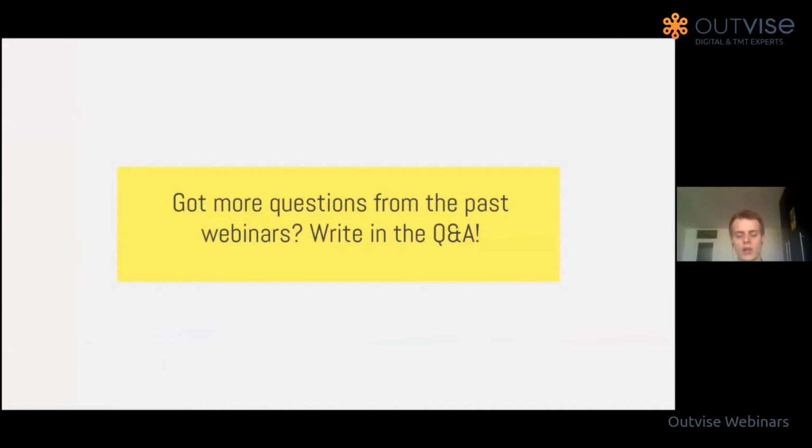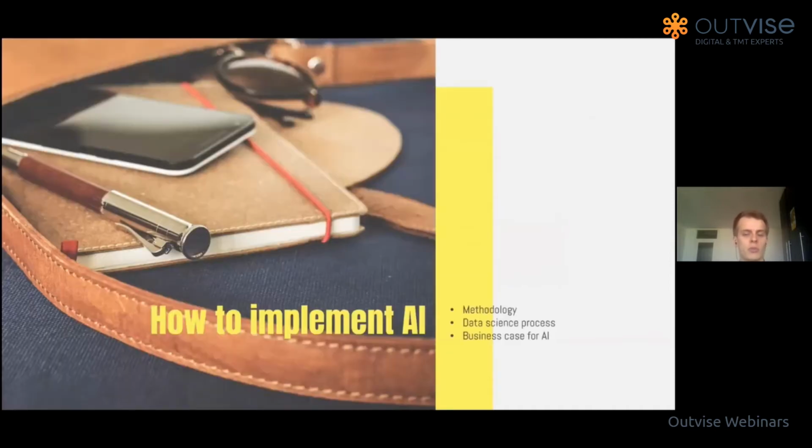But for now, I would say let's jump into the most important part of today's session, how to implement AI. And the overview on the slide shows you what we'll be talking about. It's going to be methodology, what the general principles of implementing AI projects are, and what the differences are to maybe some other types of IT projects. We will speak about the data science process, about different stages and what you have to pay attention to at those stages, as well as I will give you a short, exemplary calculation of the business case for AI, as well as talk about the team constellation and so on.